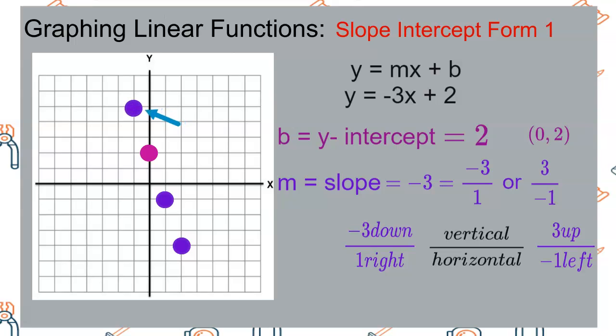From here, if we connect all of these dots, notice that these points have the same distance apart from each other, and they also make a straight line once they're connected. And here we have this line, y equals negative 3x plus 2, graphed in slope intercept form.